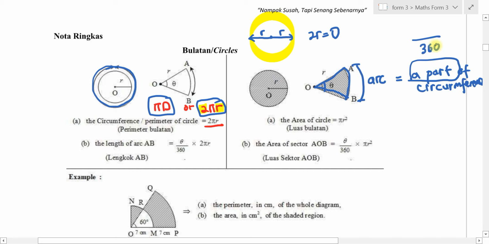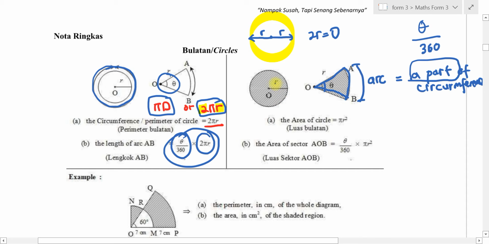Out of 360, the whole circle, how many degree? That's why the formula will be, the length of arc will be theta over 360 times 2 pi r. You want to calculate the whole thing, just 2 pi r. If you want to calculate the arc only, you take the angle subtended at the center divided by 360 multiply 2 pi r. A part of circumference. A part means theta over 360. Circumference means 2 pi r.